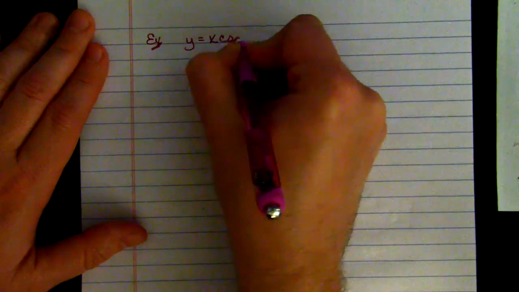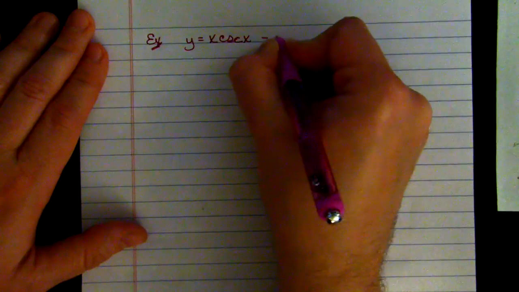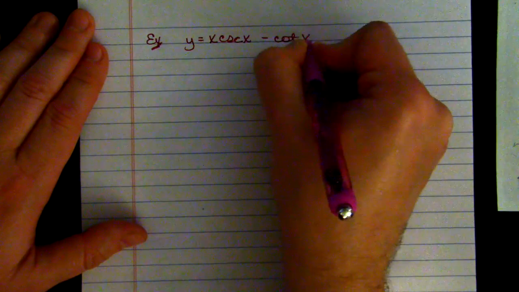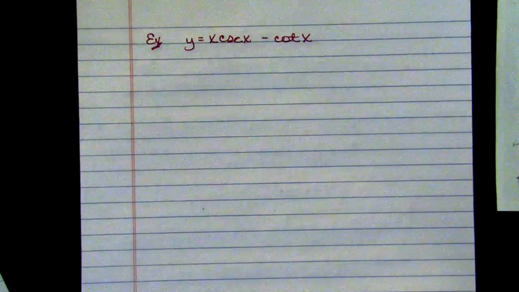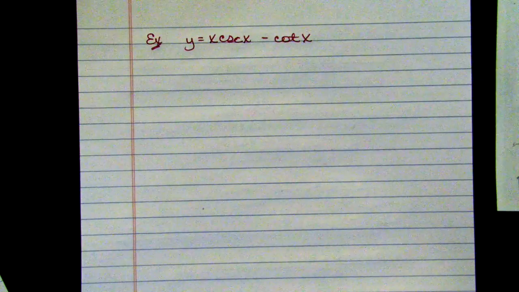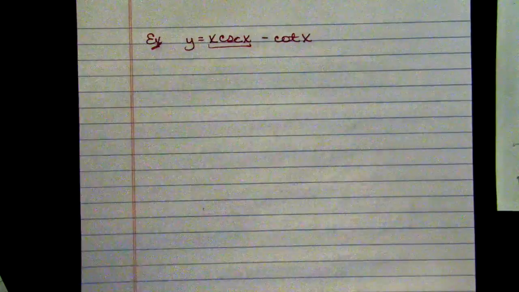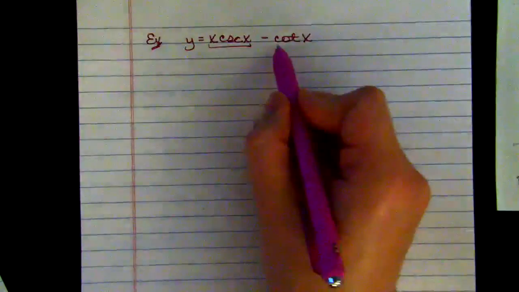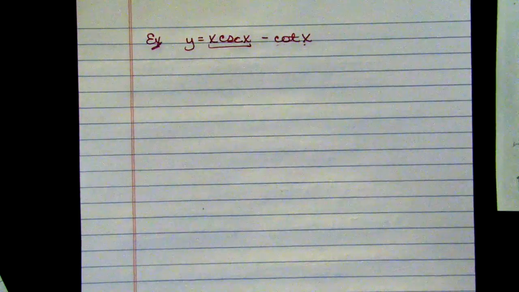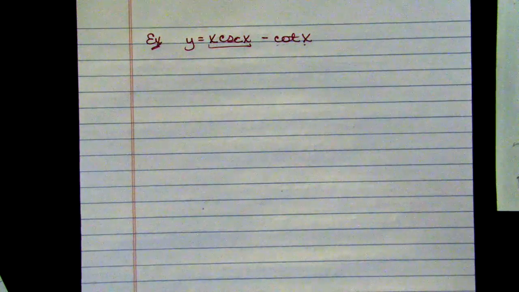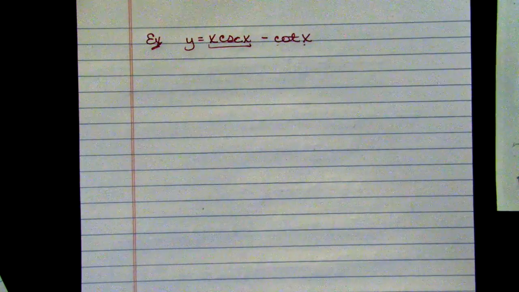Y equals x cosecant x minus the cotangent of x. Y equals x times cosecant x minus cotangent of x. I think over here, you need product rule. I think here is just one of those new rules that we learned. Edpuzzle's going to pause. See what you can do to find the derivative of this.